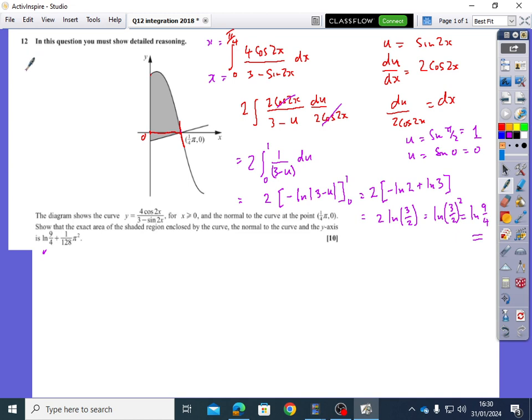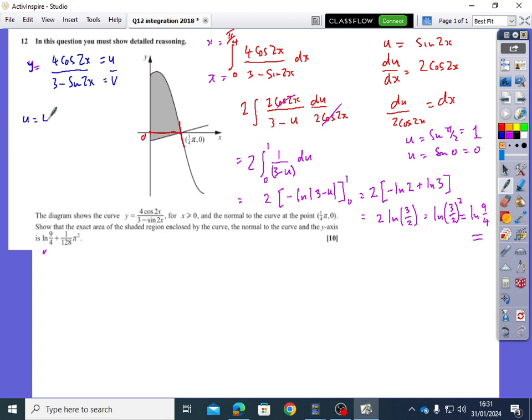So I'm just going to use this space here to do the second part. We've done the first part, we're just going to show the second part. So first of all, I'll do this in a different color so we're not confusing it: y equals 4 cos 2x over 3 minus sine 2x. If I call that u and that v, I'm going to use the quotient rule.